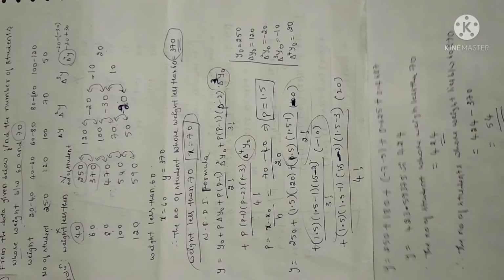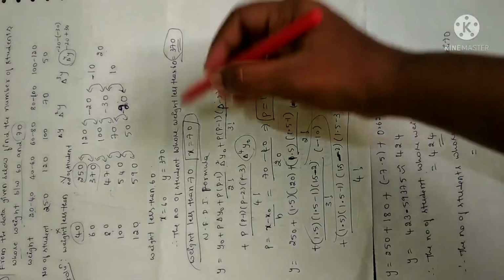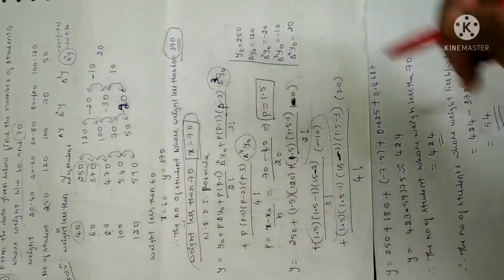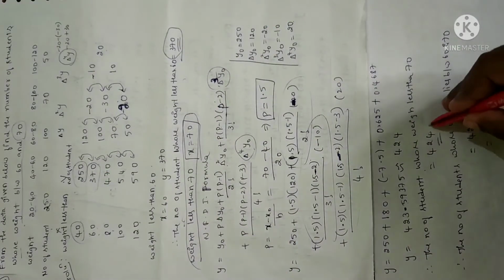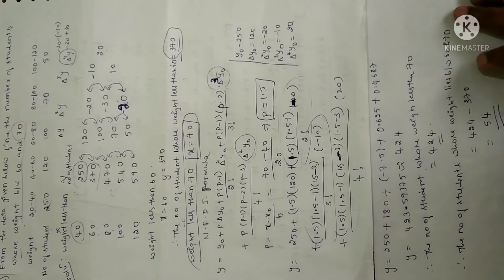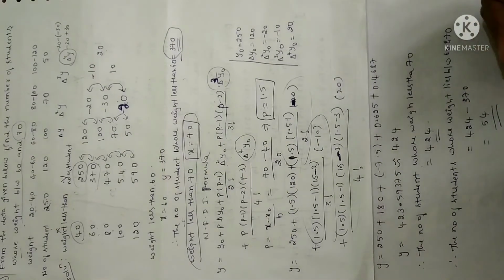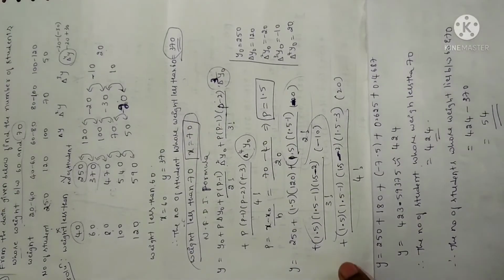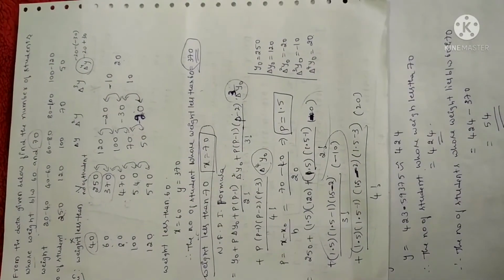First, what we have calculated is from the table itself, directly it is visible. Number of students whose weight is less than 60 is 370 members. Whose weight is less than 70 is 424. We have calculated by difference formula. So we need the in-between value, so we have subtracted this. Just a logic. So this completes the problems on Newton forward difference method.